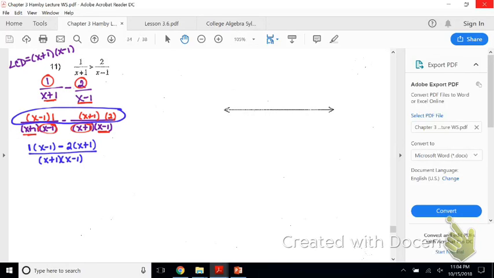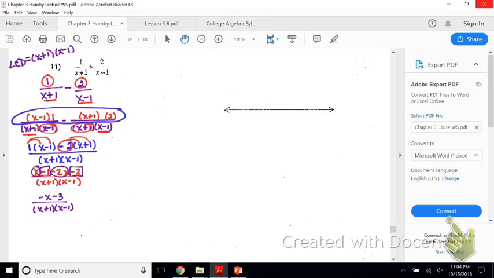And then we can simplify. So distribute that positive 1. Distribute that negative 2 all over the common denominator. Combine your like terms. So you have x minus 2x, so negative x. Negative 1 minus 2 is negative 3, over x plus 1, x minus 1. And I can't do anything else.